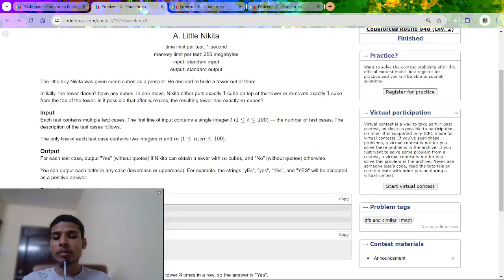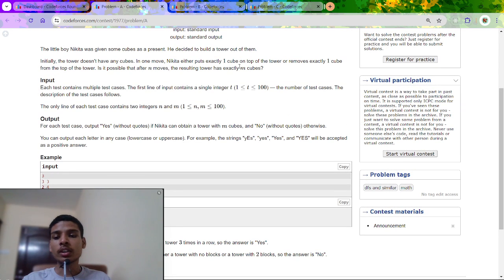So the answer is pretty simple. If your number of moves is equal to the height of the tower, then the answer is yes, because he can put one cube on top of another and simply reach his goal m. If the height of the tower is greater than the number of moves, the answer is simply no, because he cannot build that much height. But if the height of the tower is smaller than the number of moves, then the answer is yes if and only if the difference between both of them is even. If the difference is odd, then the answer is no.